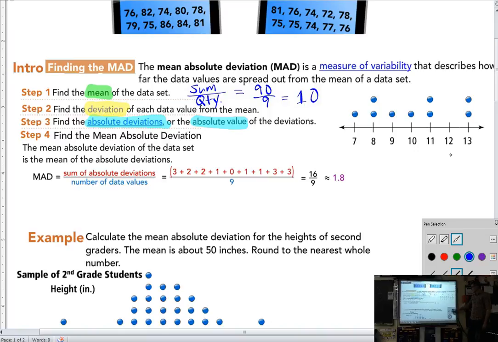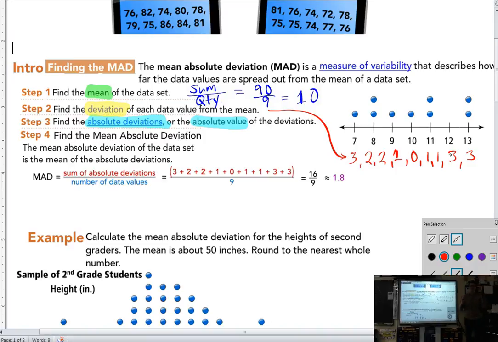So if 10 is my average, how far is 7 deviated from 10? 3. It is 3 away. How far is 8? 2. 2 away, and there are 2 of them. How far is 9? 1 away. What's the deviation of 10? 0. Deviation of 11s? 1 twice. Deviation of 13? 3 twice. Wait, what? 13 deviated from 10.